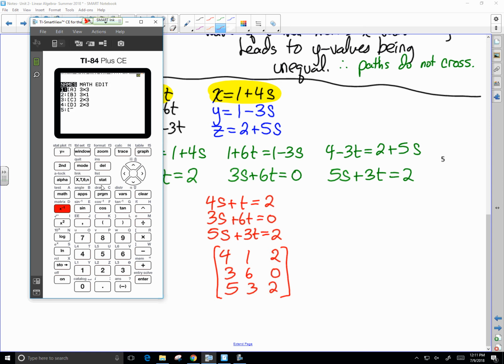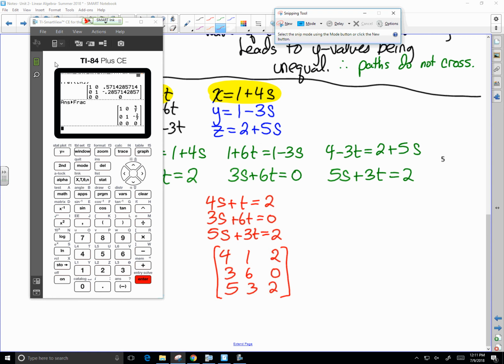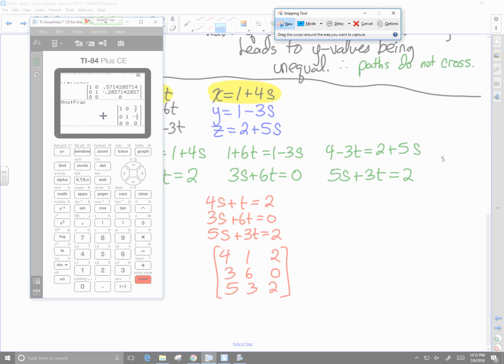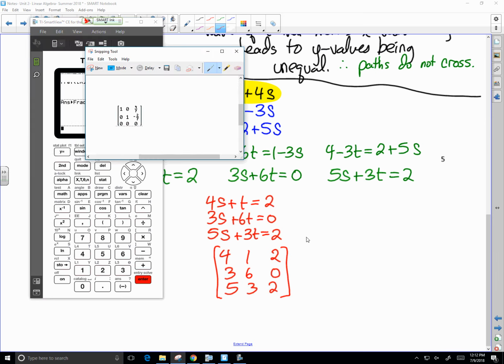Math frac, best friend. Oh, and snipping tool, probably a better friend.